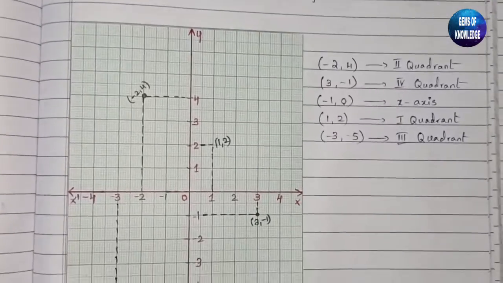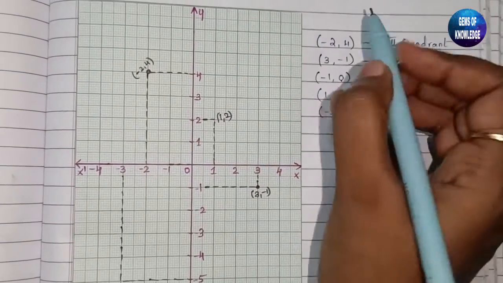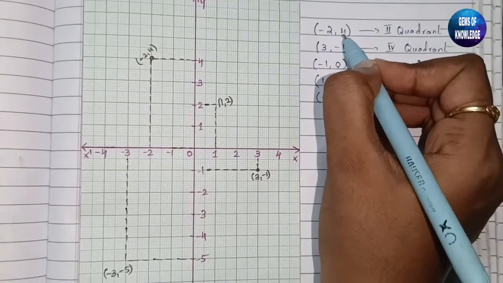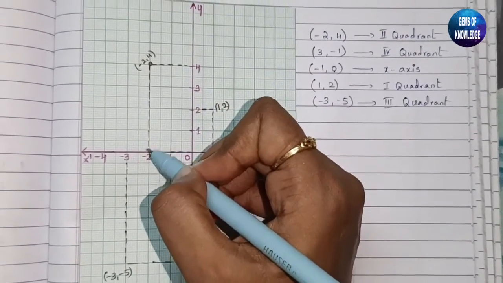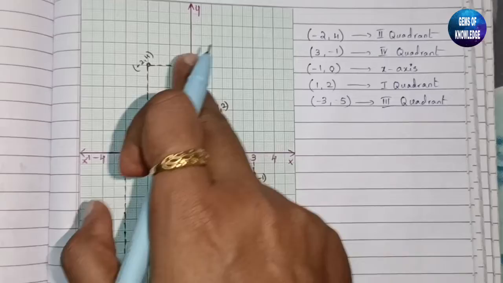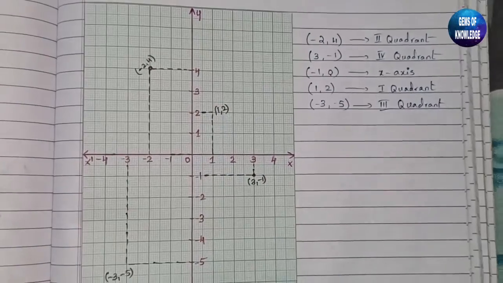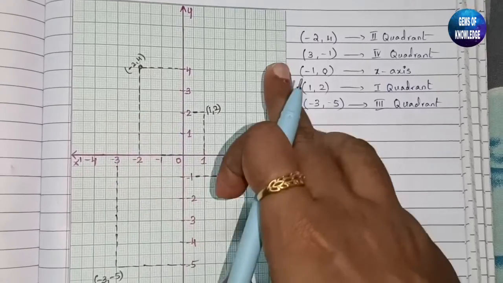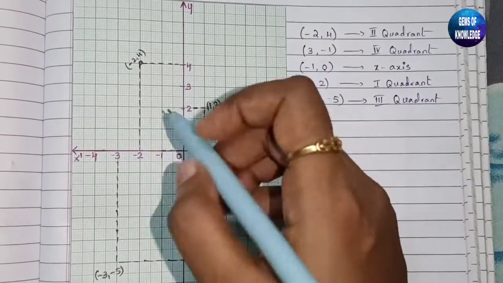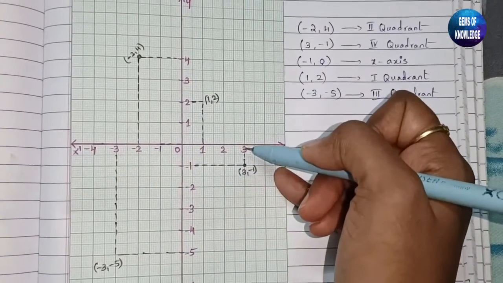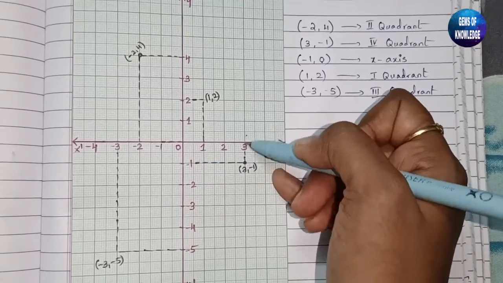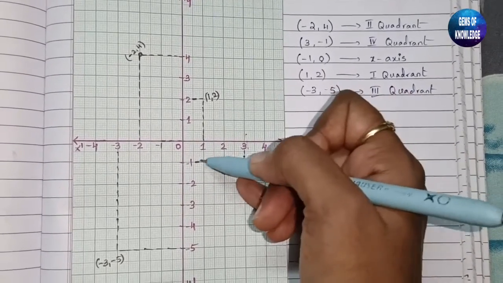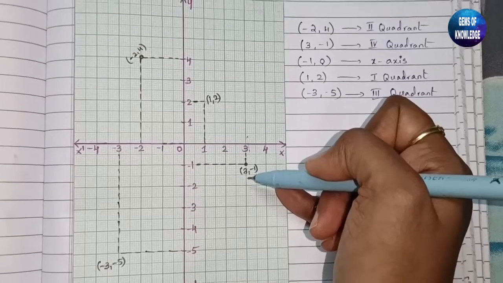As you can see, a graph paper is shown here. The first one is (-2, 4). As you can see, this is -2 and this is 4. This comes under the second quadrant. This is the first quadrant, this is the second quadrant. Then the next one you can see (3, -1) is given. So (3, -1) lies on the fourth quadrant. You can see this is 3 and this is -1. It lies on the fourth quadrant.